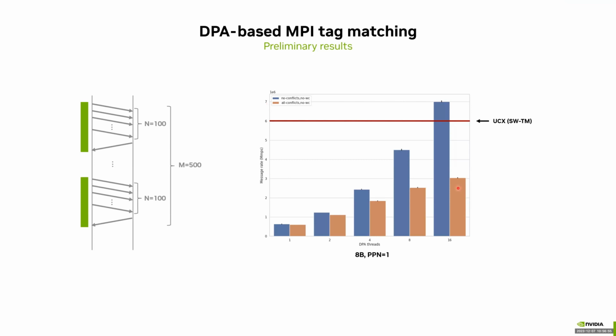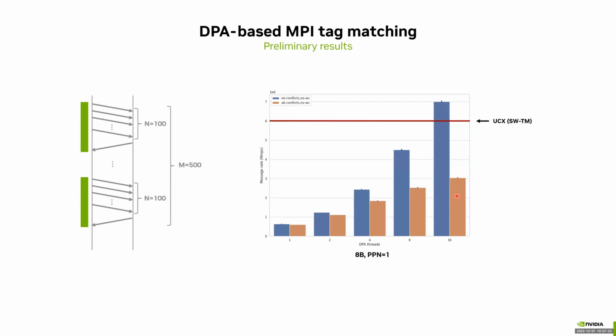For the other case, this is really the worst case for us, all conflicts. Basically, we get all the messages matching to the exact same receive, all at the same time, back to back. But if we think about it, there is also a way to optimize this case. We still don't do this, but we are thinking about it.